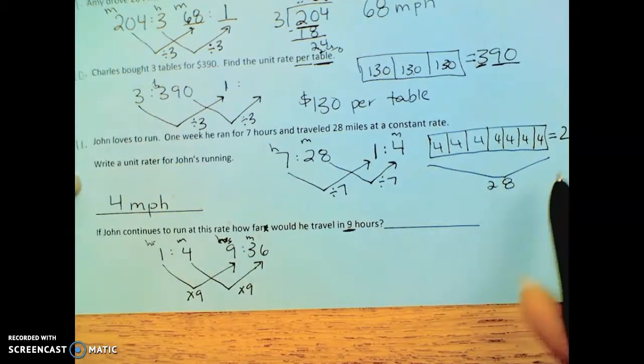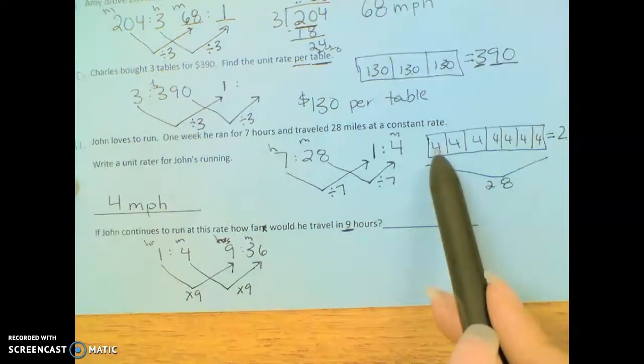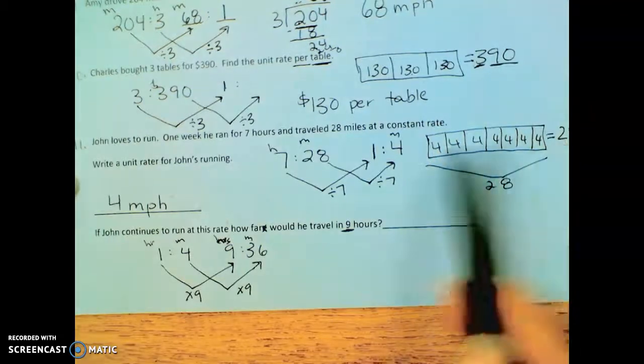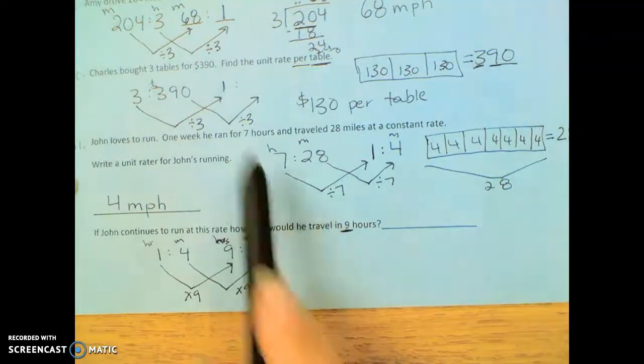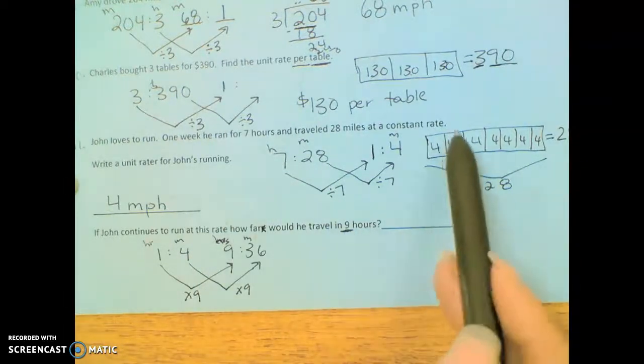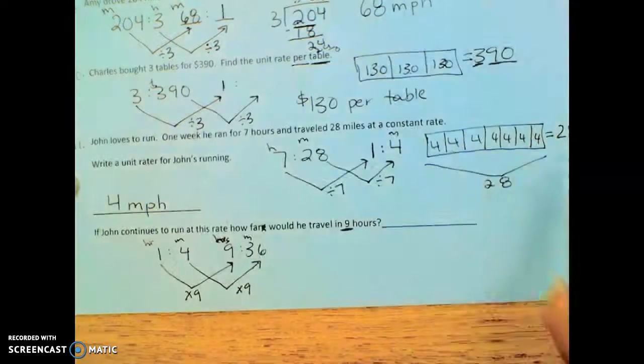You could also think about, okay, this was 7 hours and it's 4 miles in each hour. And that was 7 hours. 9 hours is 2 hours more than 7 hours. So that means I'm going to have 2 of these boxes, which is 8. 8 more than 28 is 36.